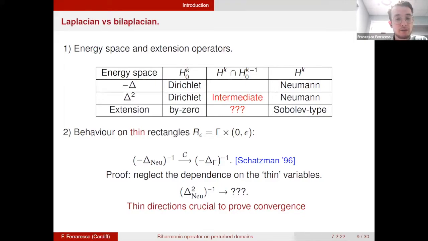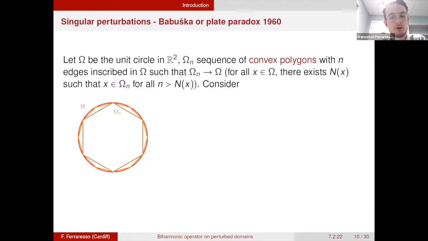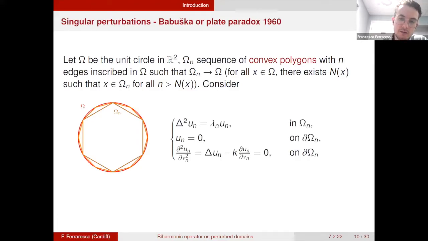Now, all right, so let me proceed with another example that goes back to the 1960s, more or less. And this is really something very specific for the biharmonic operator with intermediate boundary conditions. So this is called Babushka paradox. You take a unit circle in R2, and you take a sequence of convex polygons that are inscribed, so they are inside the unit circle, that are convergent to omega, let's say in a pointwise fashion, and they have an increasing number of edges. Now you look at the intermediate boundary conditions for the biharmonic operator.